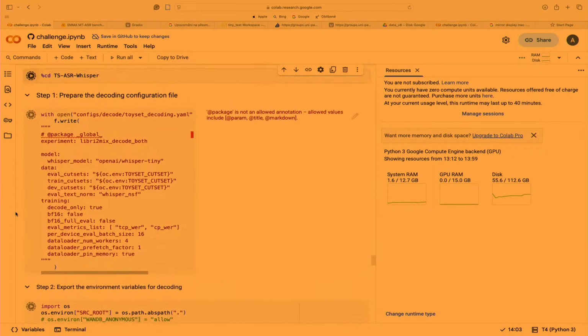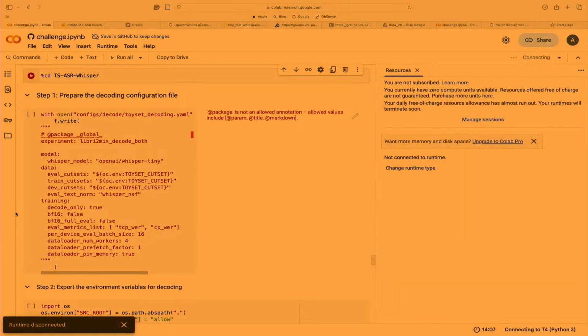And I will comment on what we can see here in the config. So we will just set here the toyset cut set for training, testing, and the dev. So the loading of the data is smooth. And we are disabling here the BF16 because those are all the GPUs that don't support BF16.